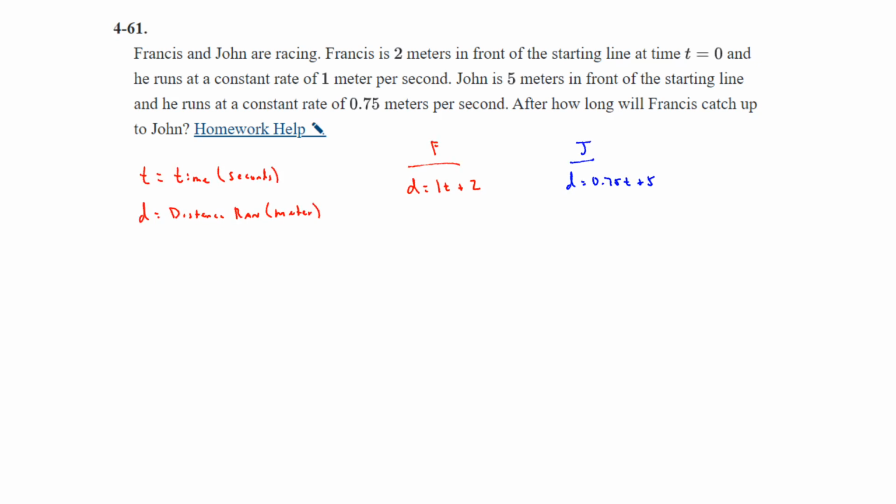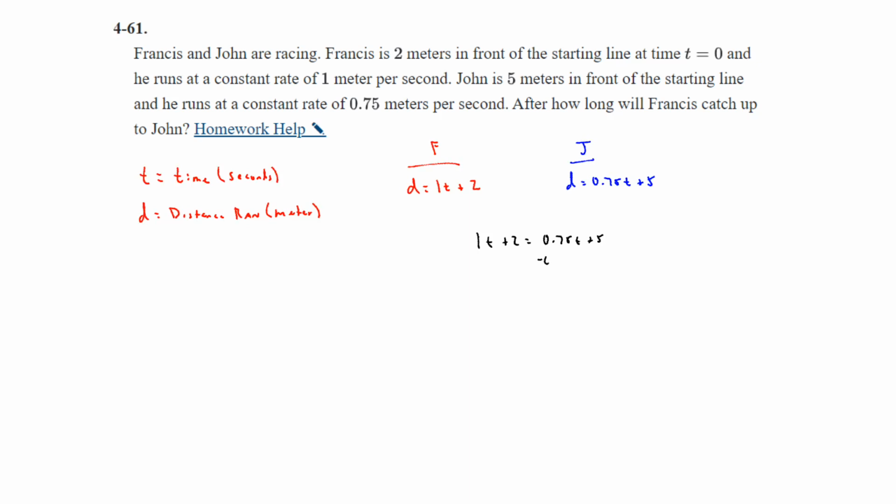So how long will Francis catch up to John? Remember, Francis is 2 meters in front of the starting line. John is 5. So we can use the equal value method, and we can set these two equal to each other and solve for t. And then that will give us the time that they will be at the same distance.